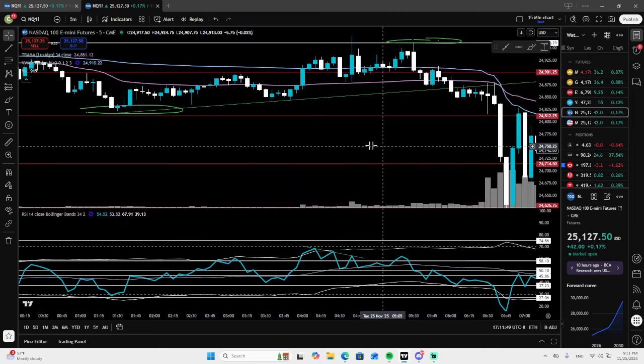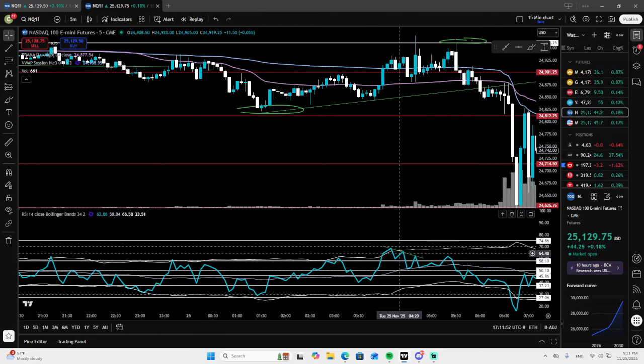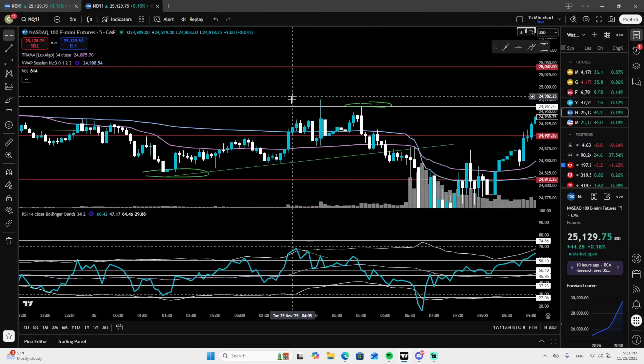So we have this top divergence here, right? If we come over to our RSI, we can see our RSI highs. We can see our price action highs here, right?